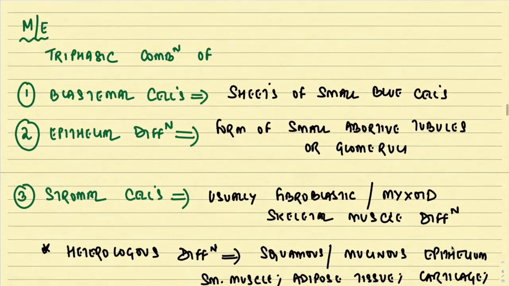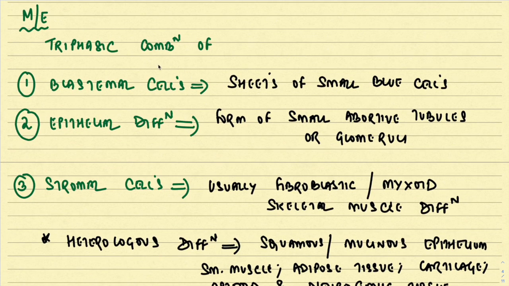Coming to the microscopic examination of the Wilms tumor, there is a triphasic combination of three important elements. First is your blastemal element, second is your epithelial element, third is your stromal element. The blastemal component is the primitive component, which basically expresses itself in the form of sheets of small round blue cells. That is why this is also called a small round blue cell tumor, and it also comes under the differential diagnosis of small round blue cell tumor.